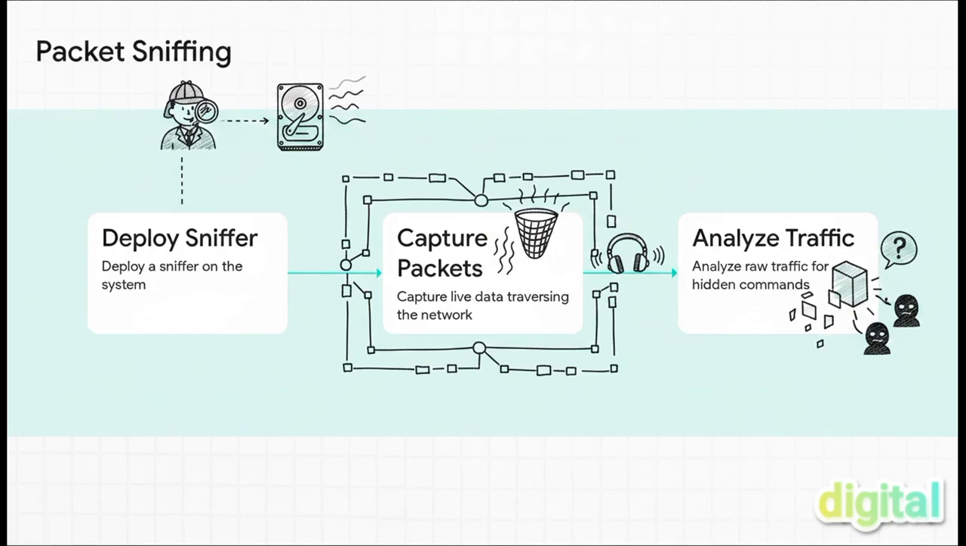Think of this as the digital equivalent of wiretapping a phone line. Data on the internet doesn't travel in one giant solid chunk. It's sliced up into millions of tiny pieces called packets. The detective deploys a sniffer on the network to intercept, capture, and reassemble these invisible packets in real time. It literally allows them to hear exactly what the hacker is whispering to your machine right at that moment.